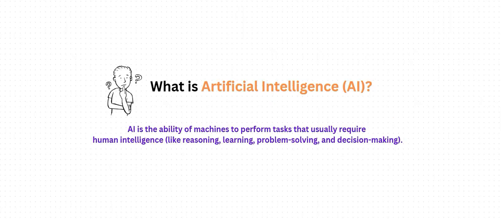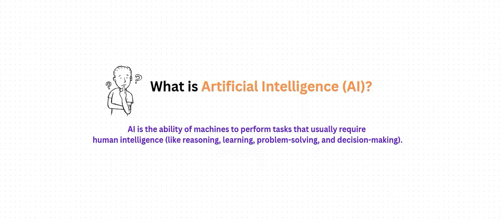So now let's start by understanding what artificial intelligence, or AI, actually is. In simple words, AI is when computers are designed to perform tasks that usually require human intelligence. Things like decision making, problem solving, and learning.